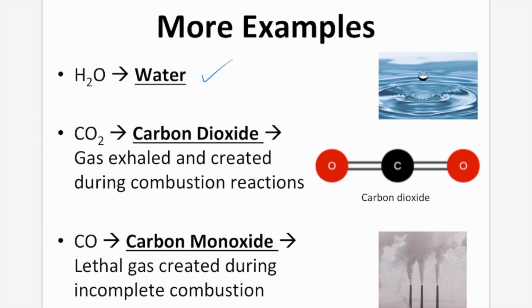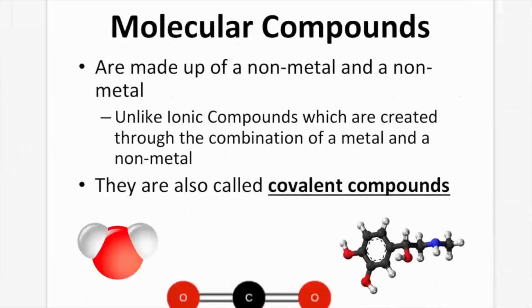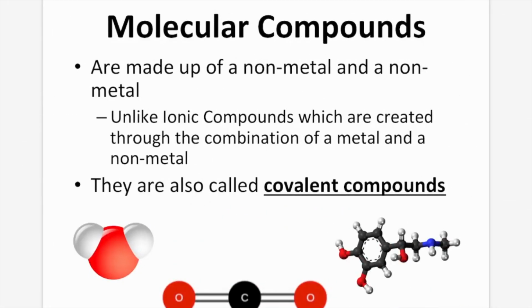CO2 is carbon dioxide, which is a gas exhaled and created during combustion reactions. And we have CO, carbon monoxide, which is a lethal gas created during incomplete combustion. Ionic compound. In an ionic compound, the non-metal rips away the electrons from the metal because the metal loosely holds their electrons. This creates a positive ion and a negative ion, which stick together. Opposites attract.